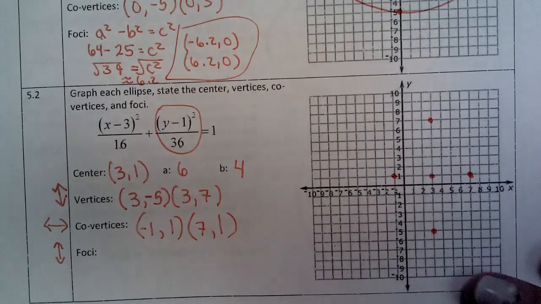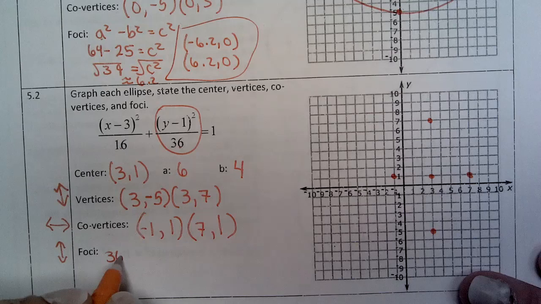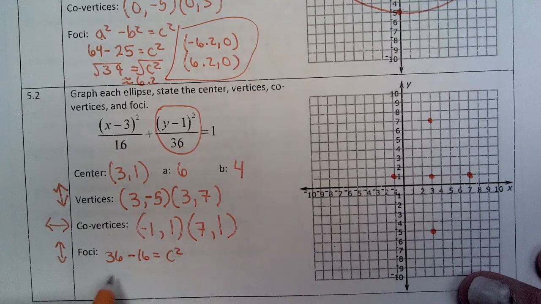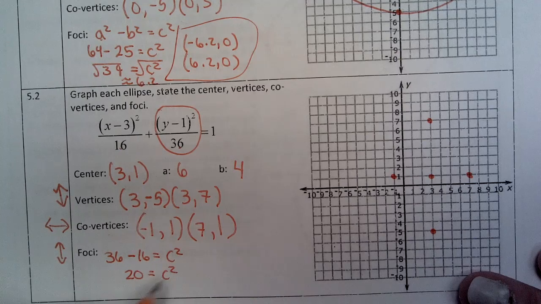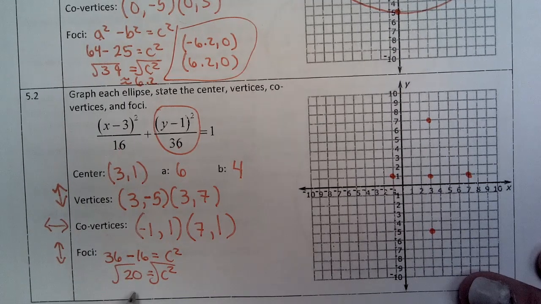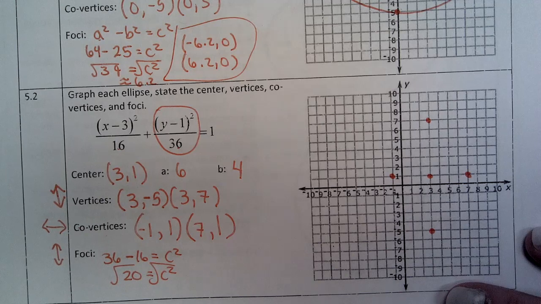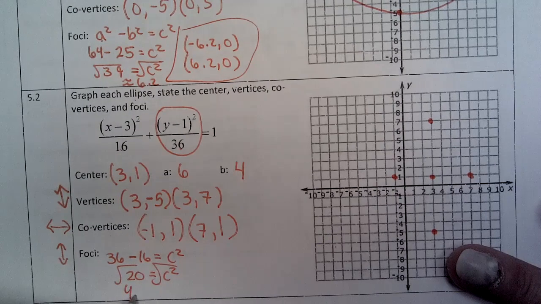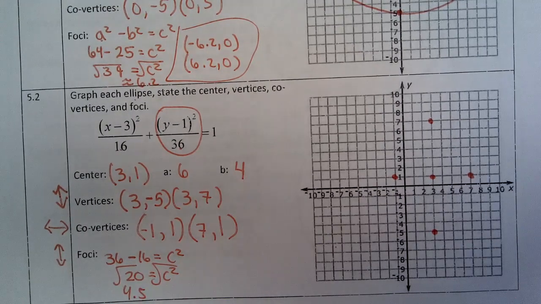And now I need to do my foci. So I have a squared minus b squared equals c squared. So 20 equals c squared. So the square root of 20 is approximately, let's see, what is it? 2 point, no, not 2, 4.5. Okay, so it's about 4.5.